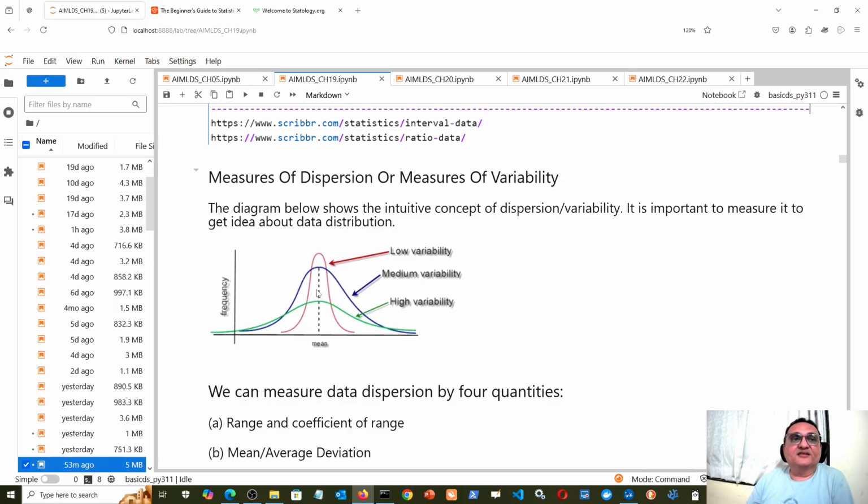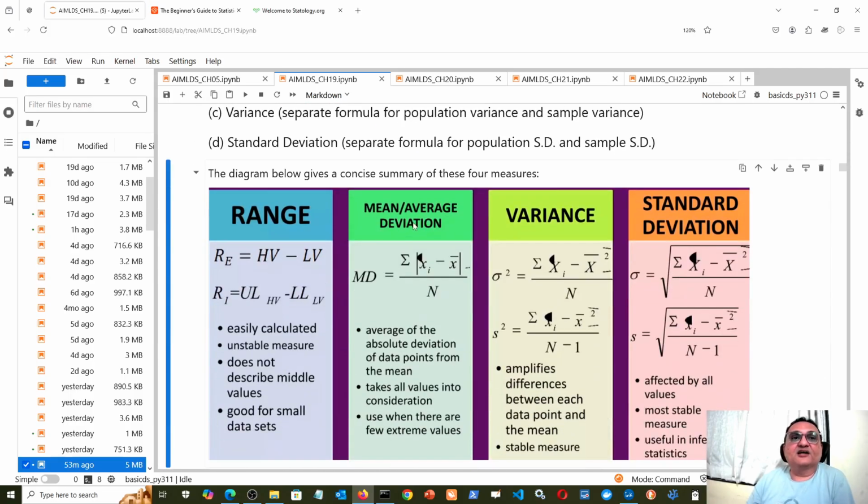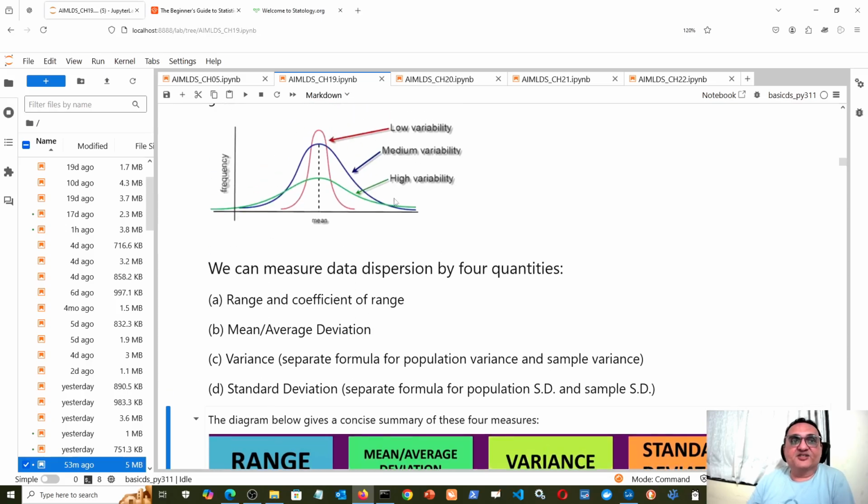You can see its data points are close to the mean, or they deviate less from the mean. This dotted vertical line is the mean. Here the data points are moderately away from the mean, and for the green graph data points are far away from the mean. So deviation from the mean is the highest for the green graph.